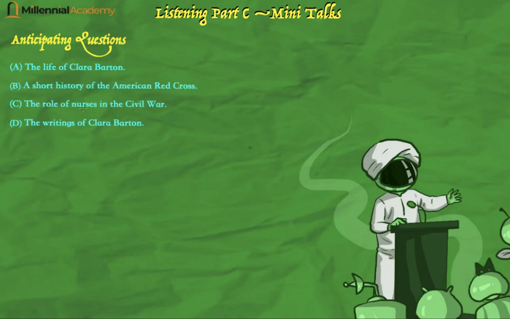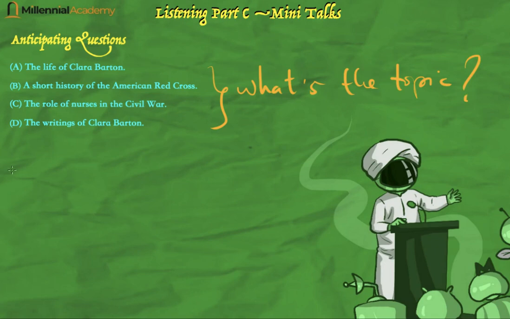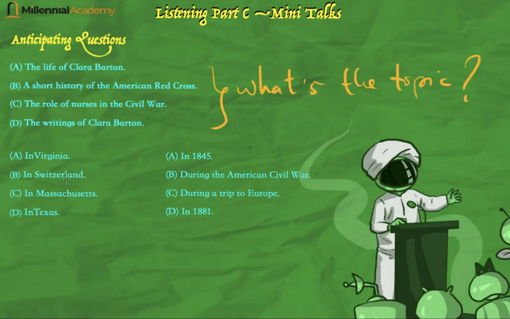Misalnya ada opsi seperti ini: the life of Clara Barton, ya, a short history of American Red Cross, the role of nurses in the Civil War, the writings of Clara Barton. Jadi dari 4 opsi ini, I think you can guess that the question might be what, ya, mungkin topik atau apa yang sedang dibicarakan. Misalnya what's the topic, ya, akan bertanya kira-kira seputar hal tersebut karena you can guess from the answer choices. And then ini misalnya in Virginia, Switzerland, Massachusetts, in Texas, ini pasti pertanyaan where, you can tell that. Kemudian ada waktu in 1845 and so on, ini pasti bertanya tentang kapan.